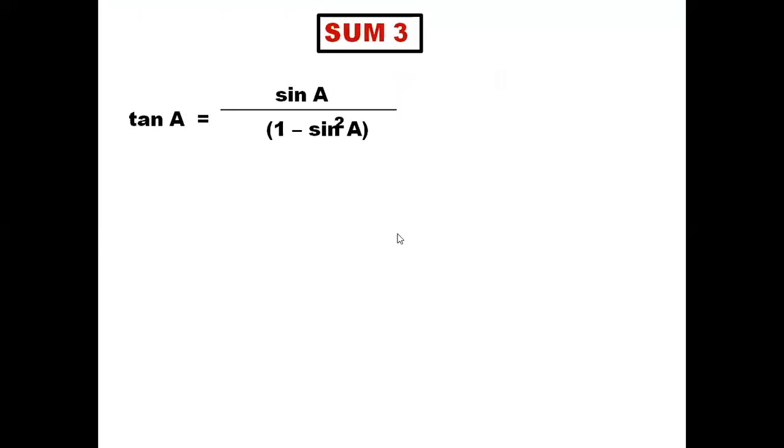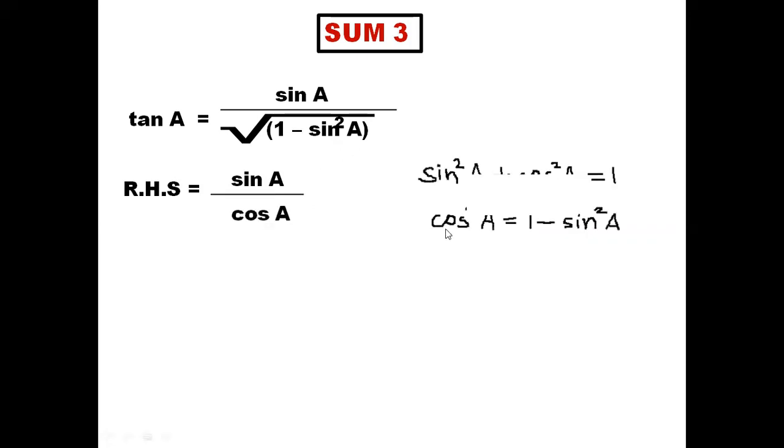Now moving on to sum 3. Tan A equals sin A by square root of 1 minus sin square A. So let us start with the right hand side here. We know sin square A plus cos square A equals 1, right? So we can write cos square A equals 1 minus sin square A, because we take sin square A on the right hand side.